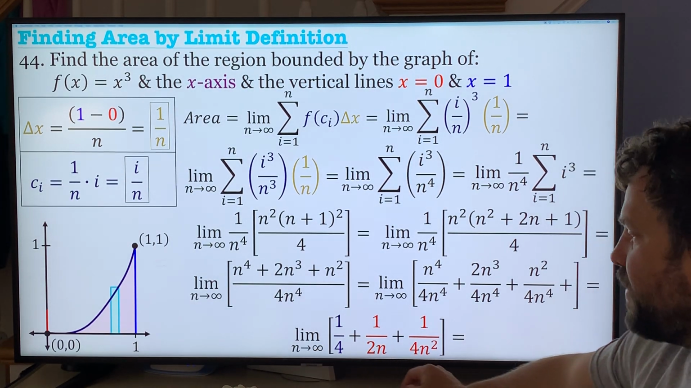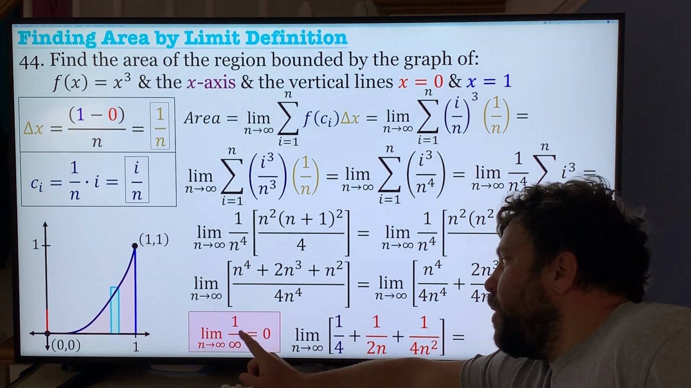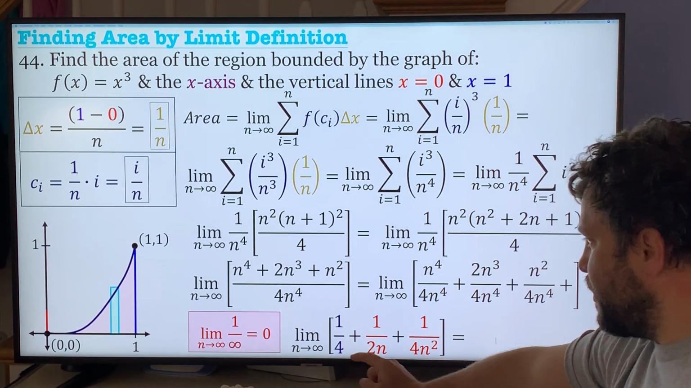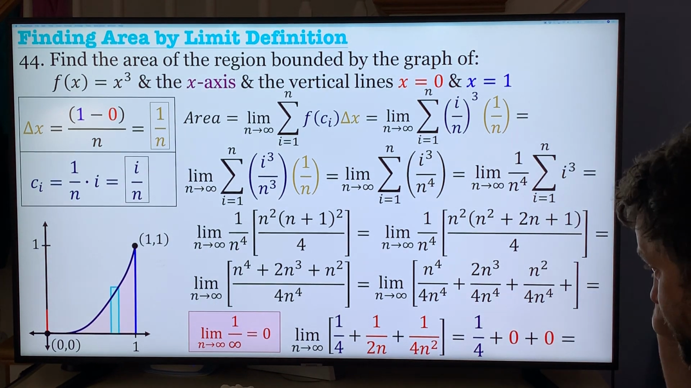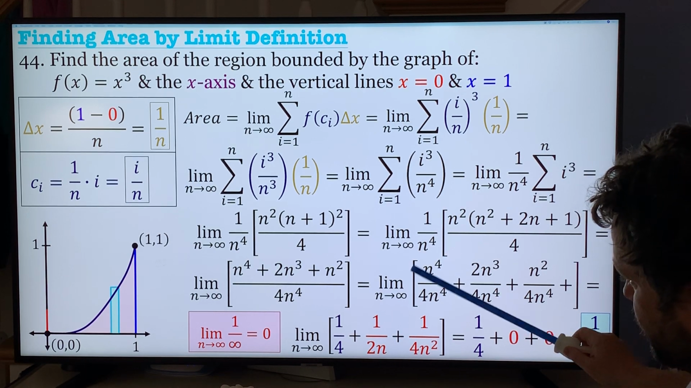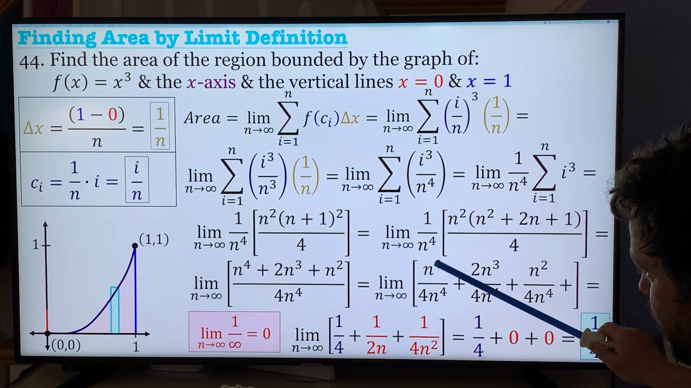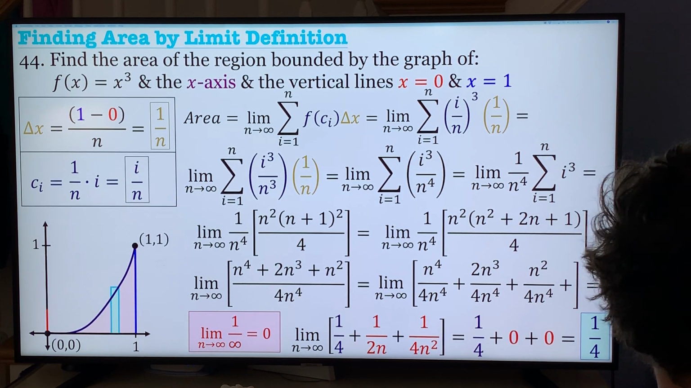What happens when I plug infinity in here? You get 1 over infinity equals 0, remember, right? So you get 1/4 plus 0 plus 0, and your answer is 1/4. If you use L'Hopital's rule, n to the 4th over 4n to the 4th, cancel them out, you would have got 1/4 as well. And there's your answer. I think it's much easier once you get the hang of it. All right, so we can do 2 more problems, and it'll be good.